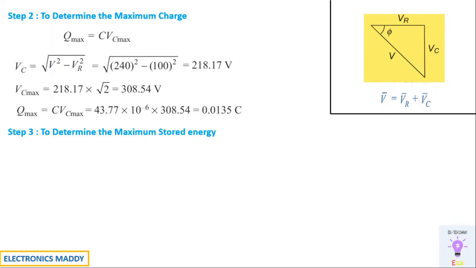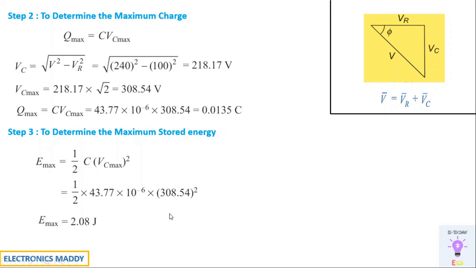Once that is done, to determine the maximum energy stored, we have the formula E is equal to half CV square. But since they've asked us to find the maximum, we'll be representing in terms of max. So in general, E is equal to half CV square is the energy stored in case of a capacitor, and similarly in case of inductor, half Li square. So based on this, we will be substituting the value of C. We know the value of VC max as well. We'll be finding the value of E max. So 2.08 joules is the value of E max.